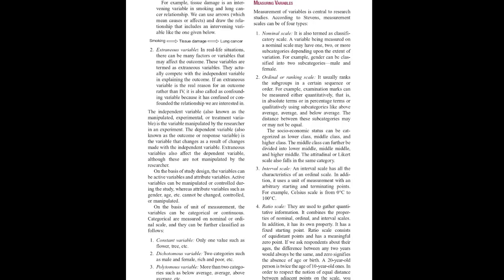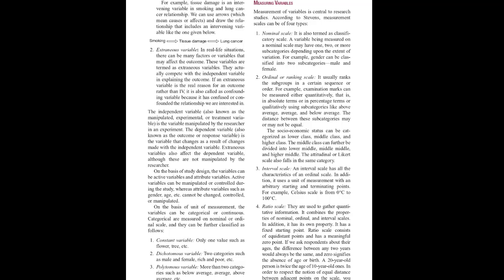1. Intervening variables. These are also termed as mediator variables. They establish a link between IV and DV. These are variables through which one variable affects another variable. These are helpful to understand the process. For example, tissue damage is an intervening variable in the smoking and lung cancer relationship. We can use arrows, which mean causes or effects, and draw the relationship that includes an intervening variable like the one given below. Smoking, tissue damage, lung cancer.